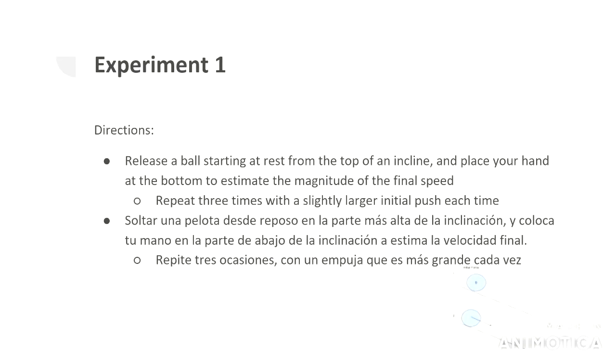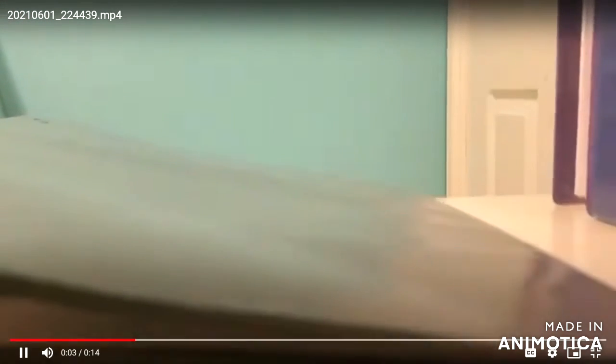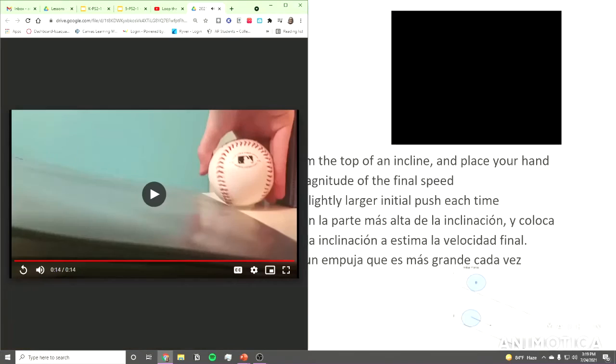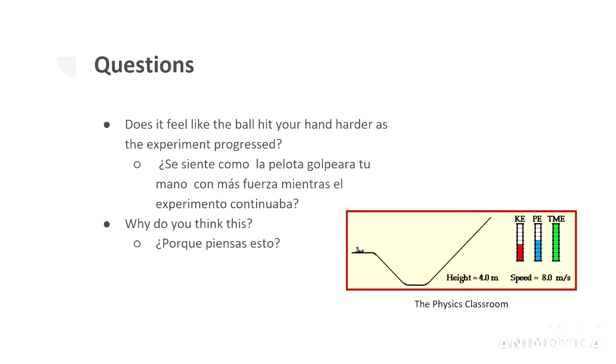For our first experiment, we're going to start by releasing a ball starting at rest from the top of an incline, and you're going to place your hand at the bottom to estimate the final speed of the ball. You're going to repeat this 3 times with a slightly larger initial push each time. As you can see, the ball starts from rest at the top of the incline, and each time I repeat it, I give it a slightly harder push, and I'm feeling how hard it is. I'm estimating the final speed when it hits my hand. So try that yourself and then be prepared for some questions.